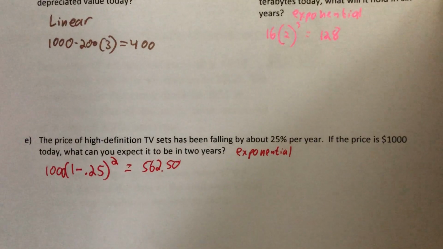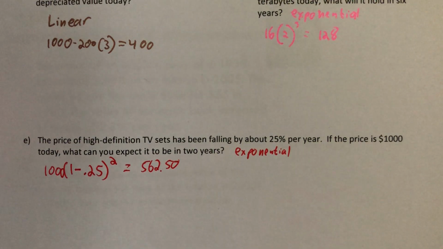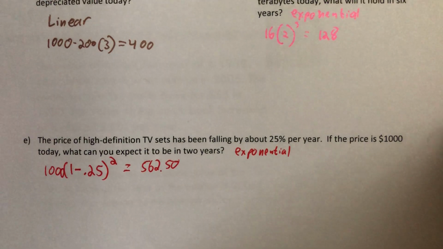All right, we have a high-def TV, loses 25% per year, so 25% means exponential. Started at 1,000, so we're going to go 1,000 times 1 minus 0.25. There's our percentage, and we're subtracting it because we're losing value. Raised to the second power, and our TV's new value is $562.50.